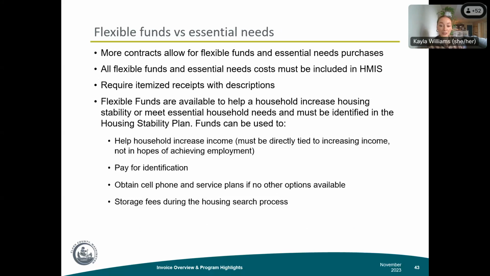So this is a little bit different. If you guys previously remember, flex funds had to allow the household to obtain or maintain permanent housing. Commerce has since updated the guidelines, and now flex funds are available if they're helping the household increase their housing stability in general or meet essential needs. So funds can be used to help households increase income. That needs to be directly tied to increasing income, not in hopes of achieving employment.